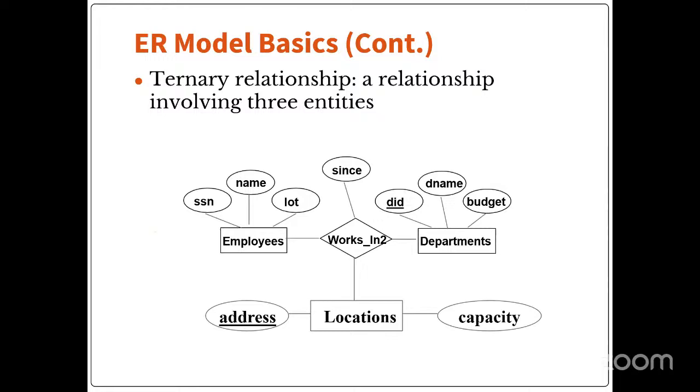Key attribute. Key attribute. Okay, is it clear? So a ternary relationship involves three entities. Is it clear? Yes or no? Next slide.